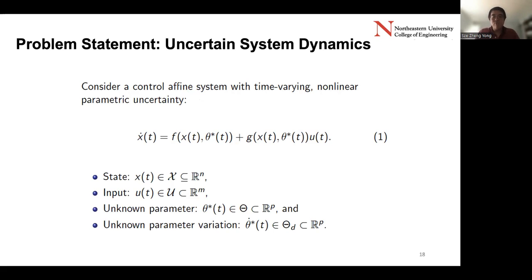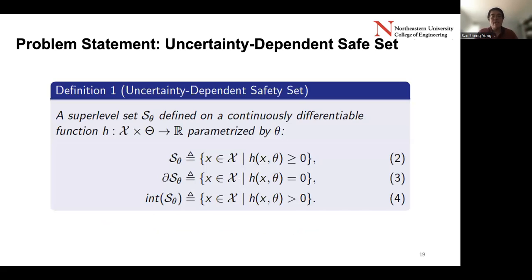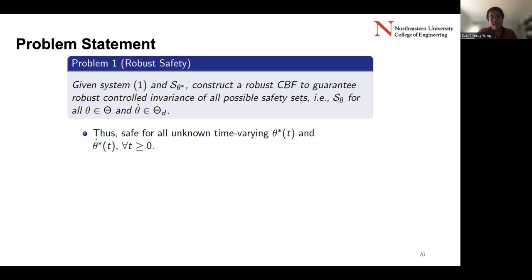We do assume that unknown parameters are time varying, but they are bounded, so we know the bounds of them. We also know that the parameters, because they're time varying, their time derivative will also be time varying, but they also stay within a set that we do know. So this here is just to define, I guess, the extension of what people consider as the candidate control barrier functions or the safety set. And now because we have uncertainty theta, we are parametrizing with theta.